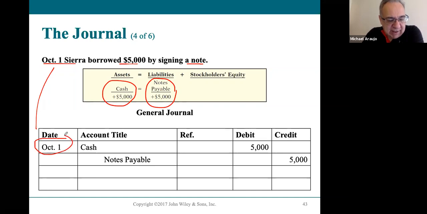Then again, the date gets put first, because again, the journal is chronological. The first account is the debit side of the account. So cash is going to get the debit for 5,000. A little bit of an indent. Notes payable getting the credit for 5,000. This is how the journal would look. This is the journal entry for that transaction. This is the accounting and bookkeeping that we're doing now.